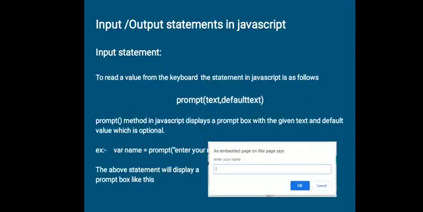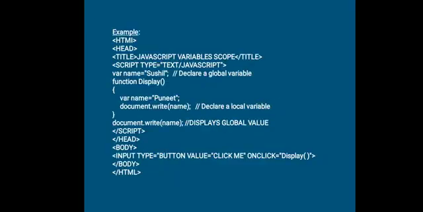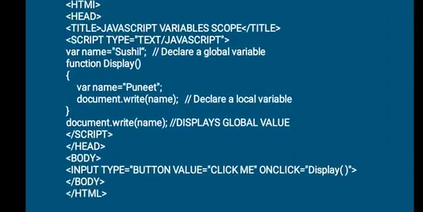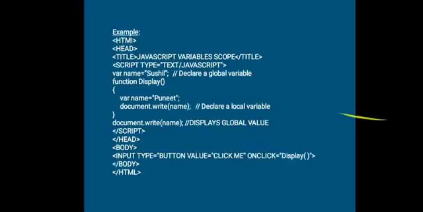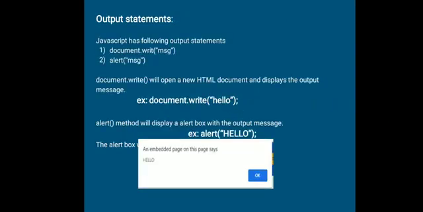In the previous example, we have used the document.write method. It opens a new document and displays the value of name. Likewise, instead of using document.write, we can also use alert. So this is about input output statements in JavaScript.